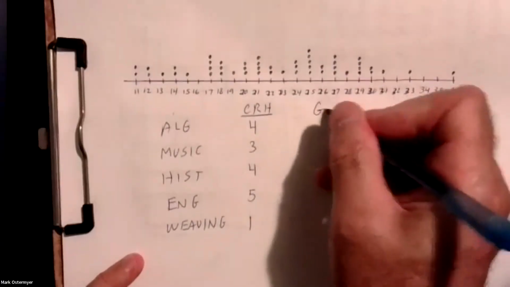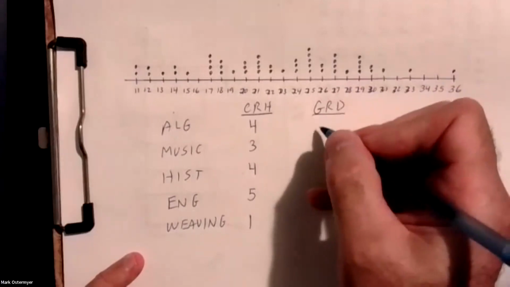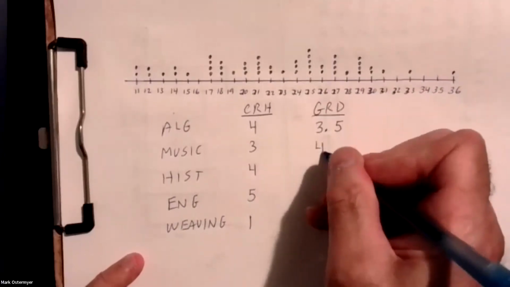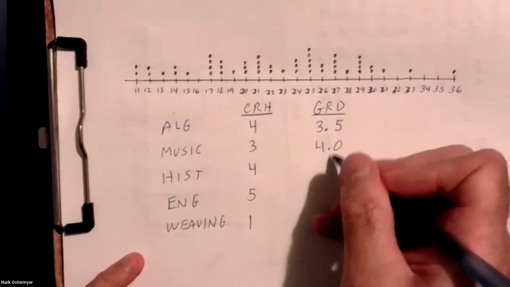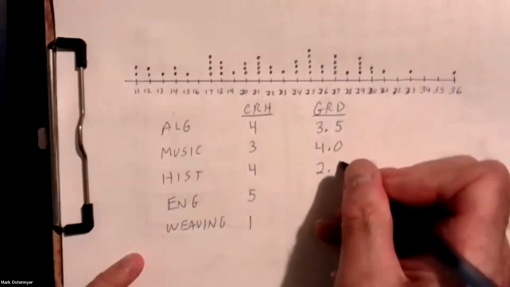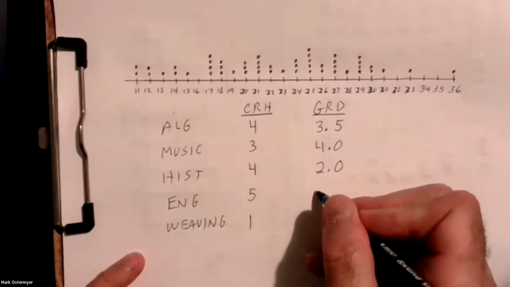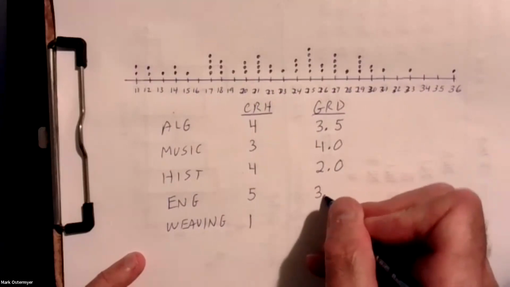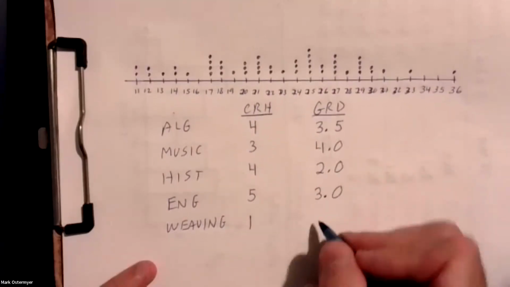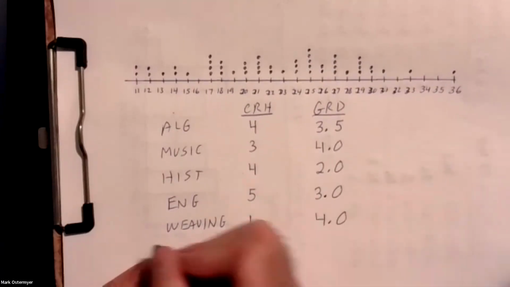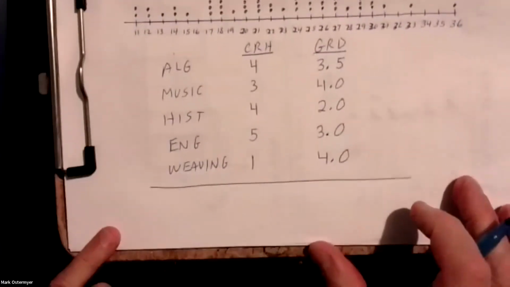Let's say that the grade that they've attained in these classes, algebra, let's say they got a 3.5, music 4.0, maybe history. Maybe if you were like me, you got a 2.0. English, if you were me, I didn't get no 4.0. I don't know, maybe a 3.0, let's say. Weaving, basket weaving, let's say you got a 4.0 also in it. Okay. How would we compute the GPA for this term here?